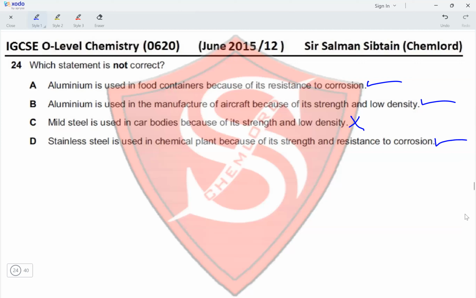This should be correct as well. Yes, because stainless steel does resist corrosion and chemicals do corrode the container. So stainless steel will not corrode. Hence, its use is correct. Okay, so this makes option C the correct option for this question.